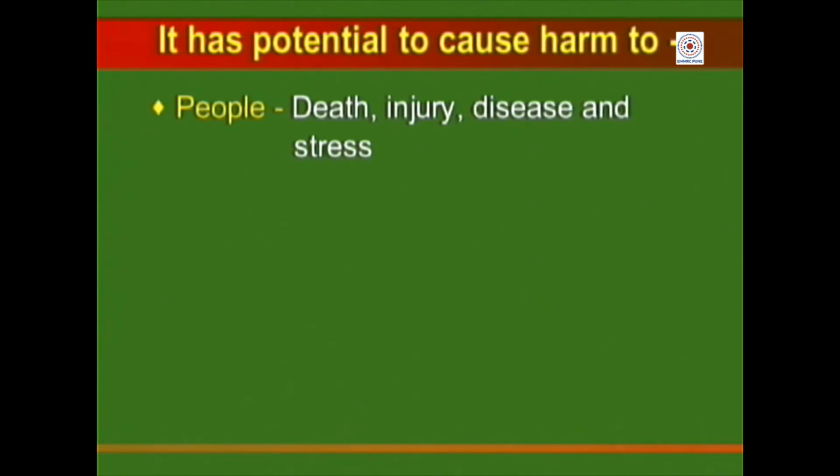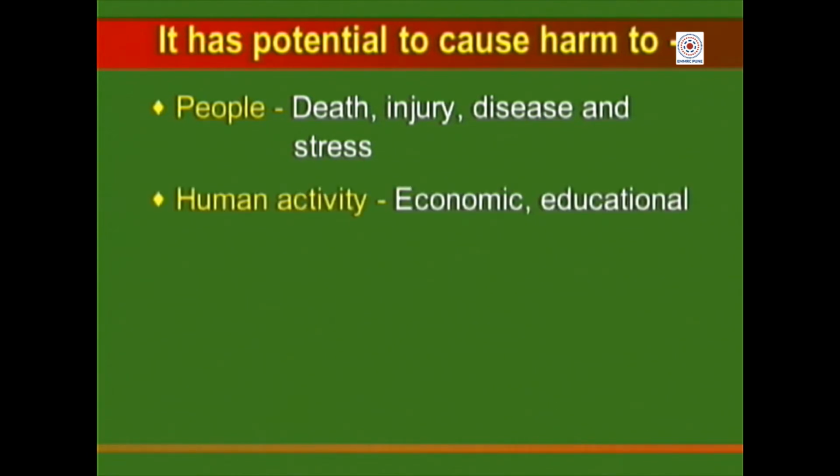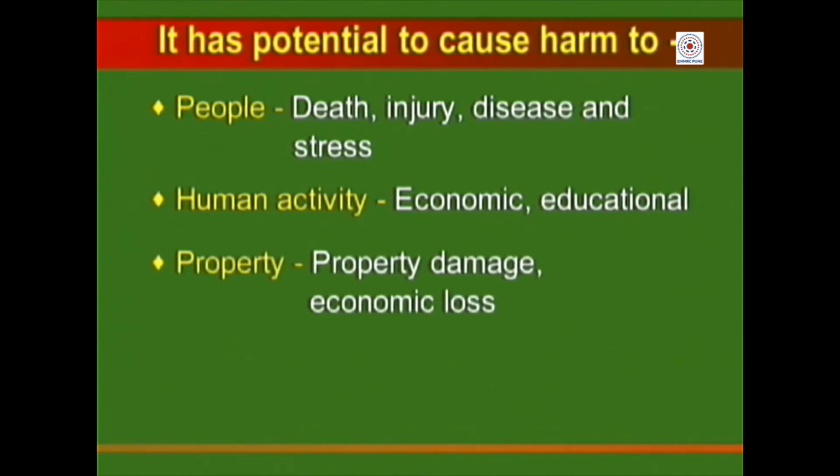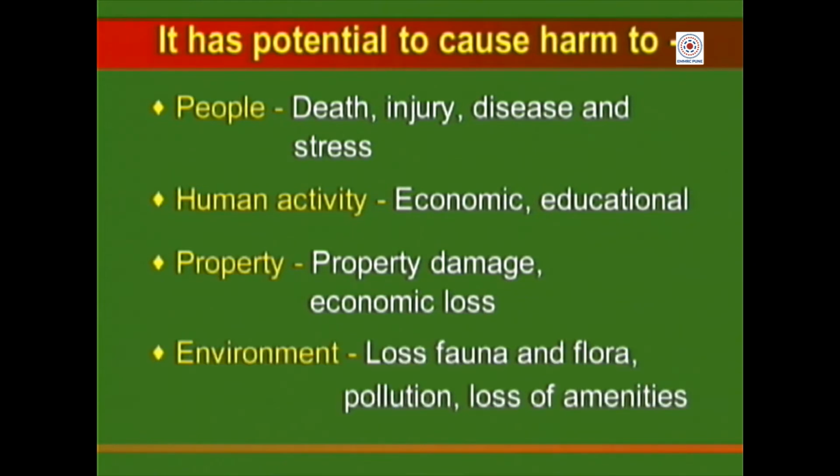And who is going to be affected by the hazard? It might be the community, the people, in terms of deaths, injury, disease, or stress. It might be human activity like economics, education, etc. The property, like all infrastructure, may be affected by the hazard: the bridges, the houses, all economic centers, the commercial centers, and the environment. The loss of flora, fauna, pollution, loss of amenities, these are the basic components of our society which are going to be affected by the hazard.